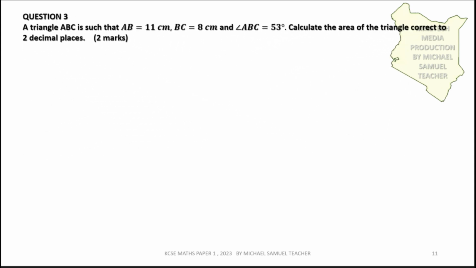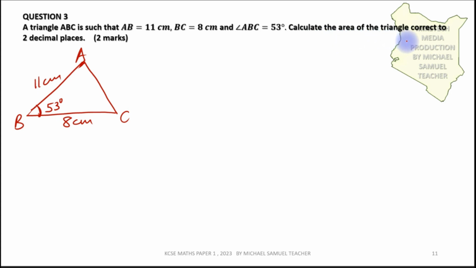So for this question, let me just sketch the triangle. Since it's a triangle, just make a sketch of it. So triangle A, B, C. Side AB is 11 centimeter, and then BC is 8 centimeter, and angle ABC is 53 degrees. So we need to calculate the area of the triangle correct to 2 decimal places.